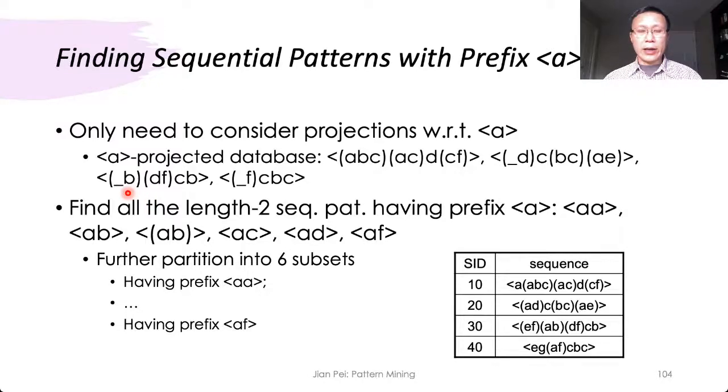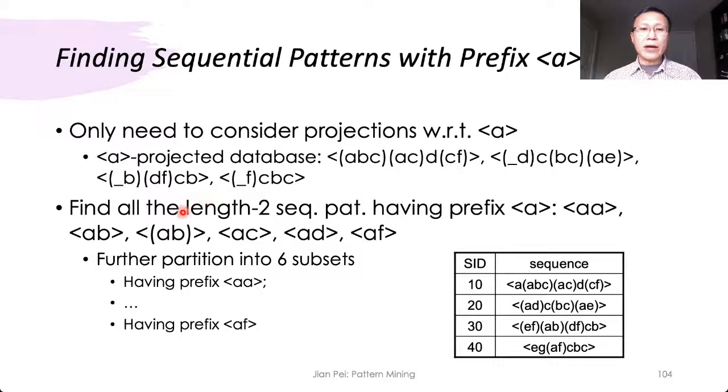And then we have the third sequence. We have the leftmost occurrence of a here. So the placeholder should be put here. We get the suffix: placeholder b, (df), c, and b. And the last sequence, the a appears here. The leftmost appearance is here. So we have this placeholder f, c, b, c, which is this one.